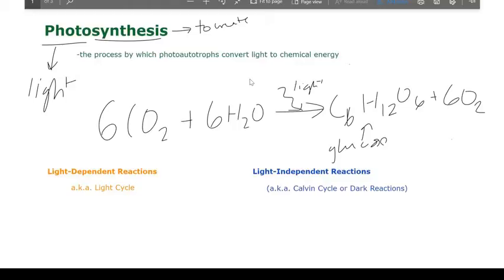Photosynthesis can be separated into two parts: the light-dependent reactions and the light-independent reactions. The light-dependent reactions are also called the light cycle. Another couple of names for the light-independent reactions are the Calvin cycle or the dark reactions. We don't usually use the dark reactions anymore. It's more of an old and outdated term, but we tend to always use Calvin cycle. And for today's session, we're just going to be looking at the light-dependent reactions.